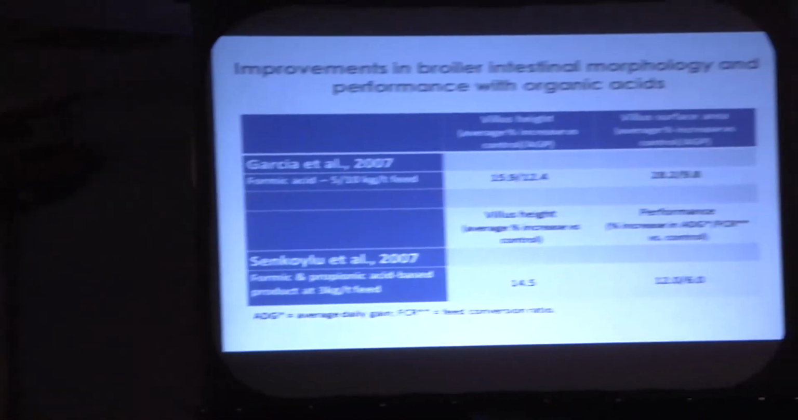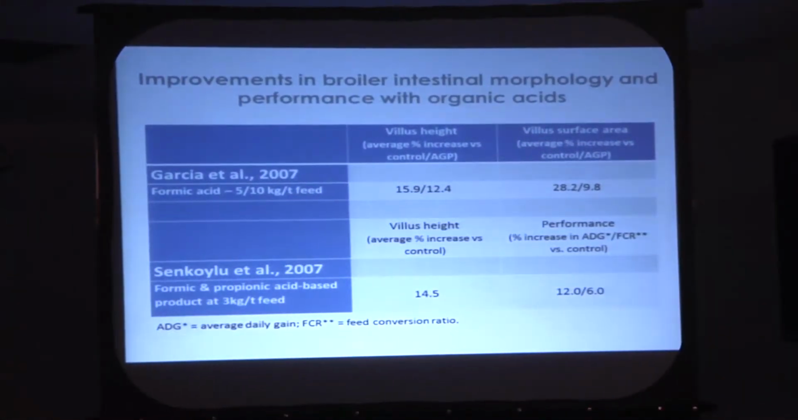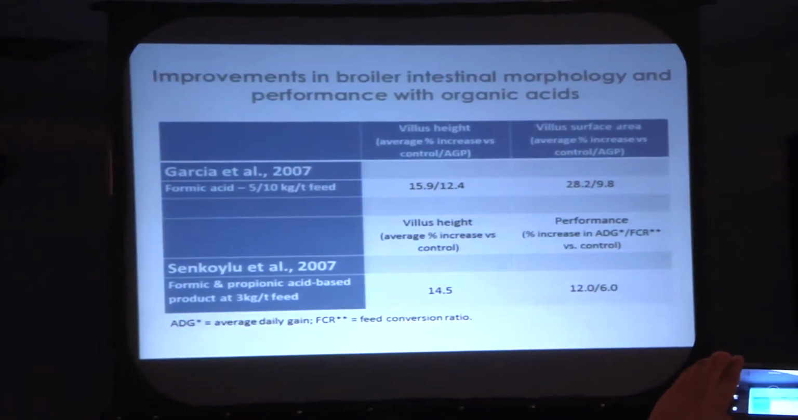If we look now at another parameter that is often used when we talk about intestinal health, and that's intestinal morphology. Again, this slide might be a bit hard to follow, but I will try my best. Effectively, this is 2 published papers from 2007. The top one, they used formic acid at either 5 or 10 kilograms per ton. There was no statistical difference in these parameters between 5 and 10 kilograms per ton, so the data represents the mean of those 2 treatment groups.